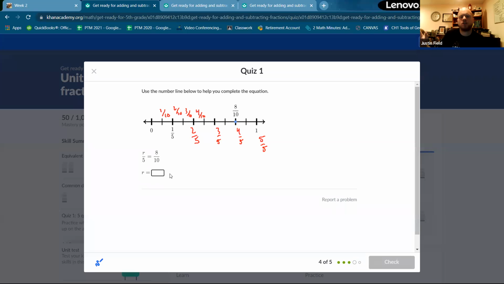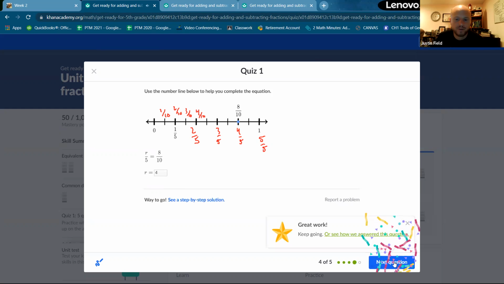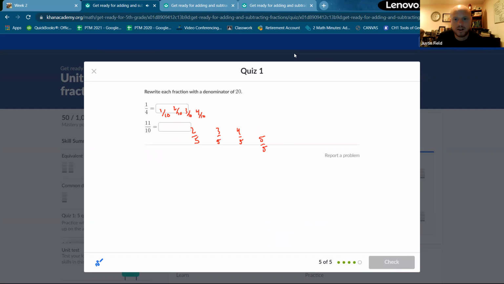I can't stress to you how great of a practice set this is because of the issues I see in the higher level maths. This is the kind of stuff that people have trouble with, but it's because you need to practice it. Rewrite each fraction with a denominator of 20.